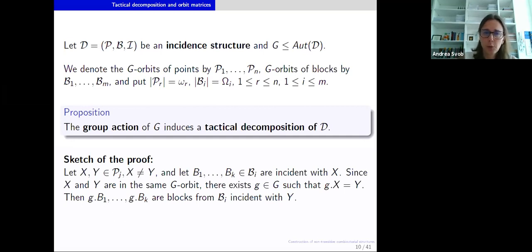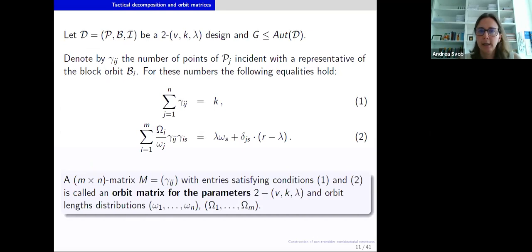Okay, so it is important to remember that when we have a group action of a group that is a subgroup of the full automorphism group, then it induces a tactical decomposition. Okay, so let now D be a 2-(v,k,lambda) design. So we have a 2-(v,k,lambda) design, and we have that G is an automorphism group.